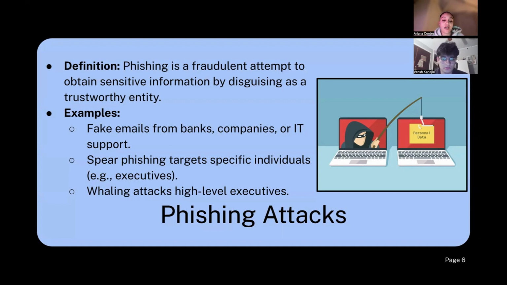Regular phishing is mass emails that impersonate banks, IT departments, or service providers. Spear phishing is highly targeted emails tailored for specific individuals, often using personal data from social media. And whaling attacks target high-level executives such as CEOs or CFOs, where attackers spoof official requests for wire transfers or confidential data. A famous example was the 2016 DNC email attack, where attackers tricked officials into resetting their passwords through fake emails, exposing sensitive political data.